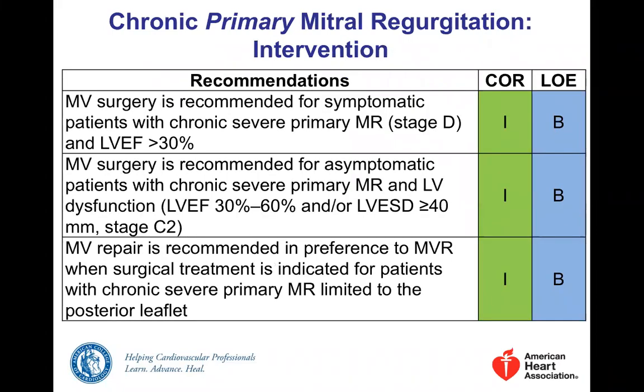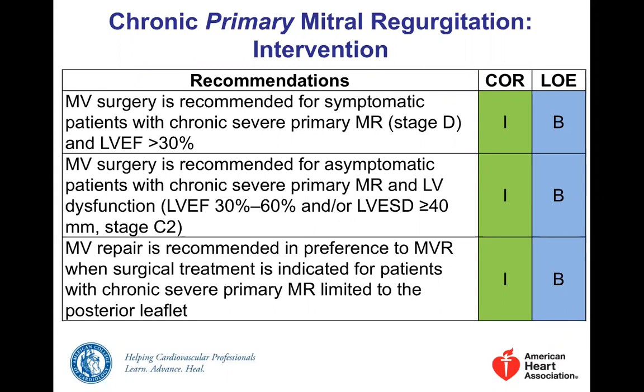For the intervention for chronic primary mitral regurgitation, mitral valve surgery is recommended for symptomatic patients with chronic severe mitral regurgitation, which is stage D, and ejection fraction more than 30%. This is class 1. Mitral valve surgery is recommended for asymptomatic patients with chronic severe primary mitral regurgitation and LV dysfunction, ejection fraction from 30 to 60, or end systolic diameter for the left ventricle more than 40, and patients in stage C2.